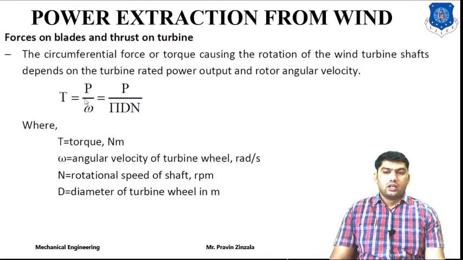Means torque, power divided by angular velocity, power divided by pi d n. The omega is equal to angular velocity of wind turbine, radian per second, n is equal to rotation speed of shaft, and d is equal to diameter of wind turbine.